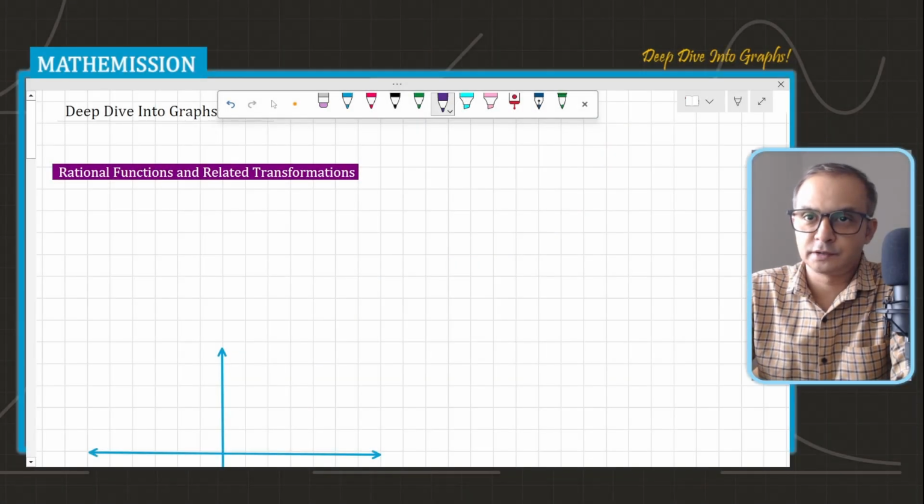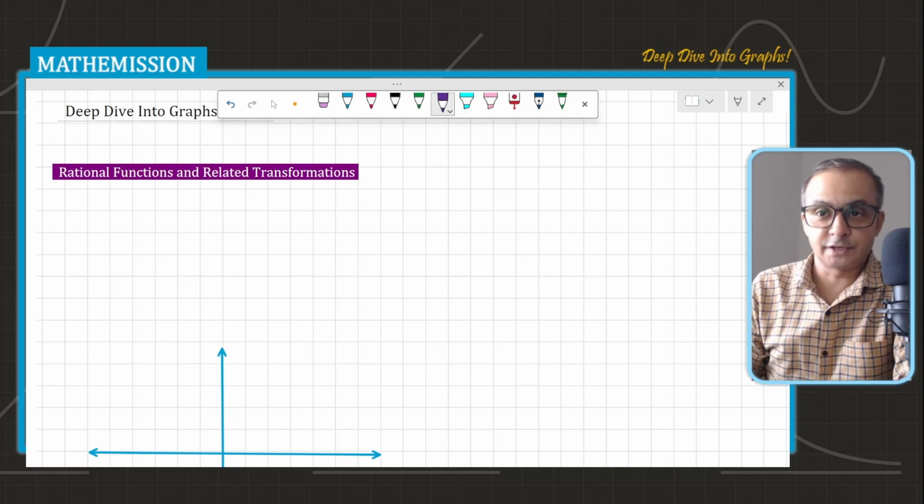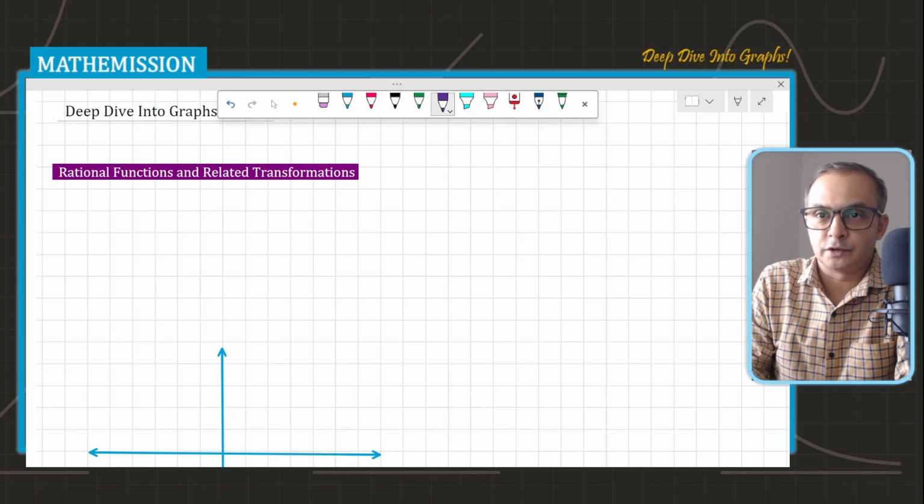So in this part, our aim is to understand the graph of rational functions and some related transformations. Before going into rational functions directly, we should start by learning the graph of the reciprocal function. The basic reciprocal function we should start from is the graph of f(x) = 1/x. So how do we draw it?